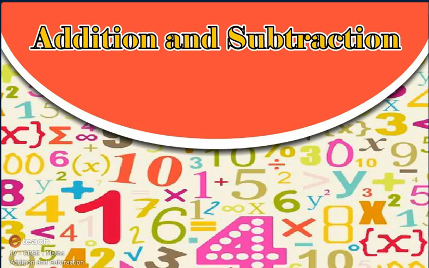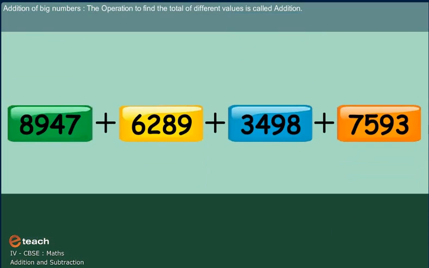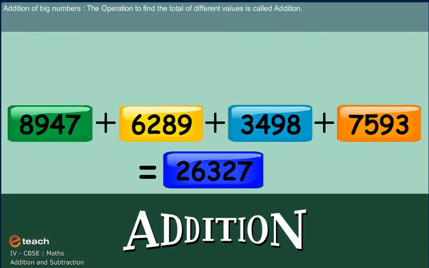Addition and subtraction. Addition of big numbers. The operation to find the total of different values is called addition.